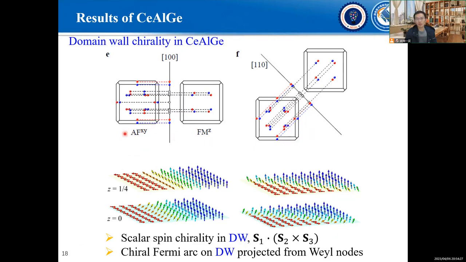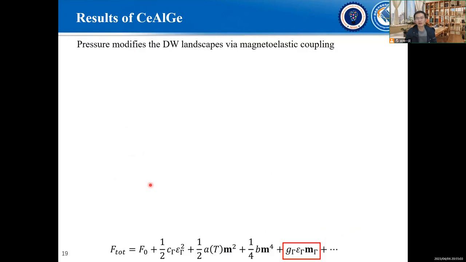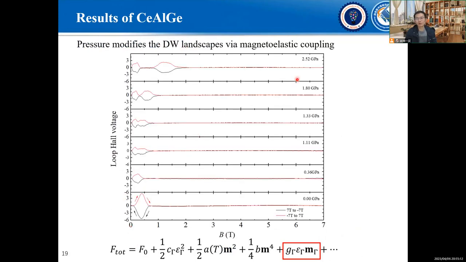Another scenario also has something to do with the domain wall, because we also calculated the Weyl points for these two kinds of structures, and they have different Weyl points. If we project the Weyl points onto the domain wall, we will see that the domain wall probably will pin some of the Fermi arcs that are projected from the bulk. According to some theories, this will be the reason for the loop-shaped topological Hall effect. So to demonstrate the role of the domain wall in our sample, we performed the pressure experiment. As we know, pressure will change the domain wall, and this will probably cause a corresponding change of the topological Hall effect.